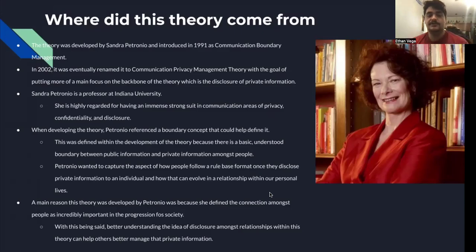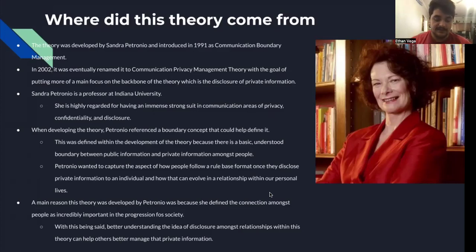With this being said, this theory gives a better understanding of disclosure amongst relationships and can help others better manage their private information. Because a big problem that people can have, especially today for some reason, is that a lot of people just want their own personal gain, even if it means screwing someone else over. A lot of the time, people will have them open up to get to know their insecurities and their sore spots so they can use it against them. And I guess this theory gives someone a better idea of how to manage that, how to share it in a productive way, and just be productive in general.